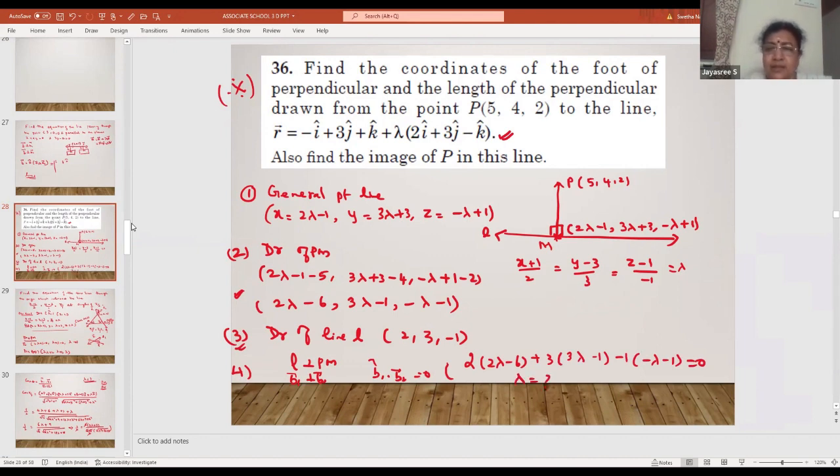After getting the lambda, now only this mandatory part helps. The foot of the perpendicular is M, so put the lambda in M, not in the direction ratio of PM. In most cases we come across, children put lambda there and they go wrong. So the diagram will make it very clear. The lambda is for the foot of the perpendicular, so I have to put it in the point M and get x, y, z. Once they get it, they can find the distance, and the image using the midpoint.